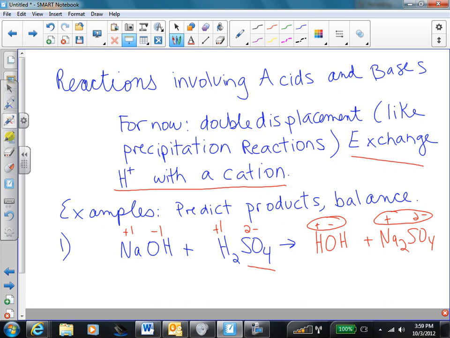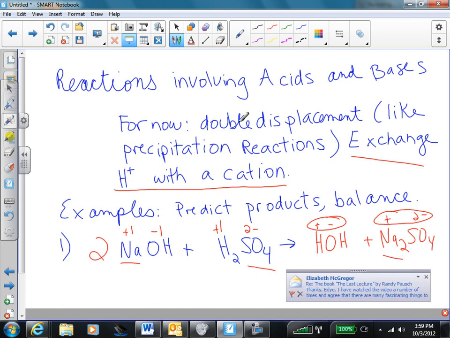Okay, we've predicted our products. And once we predict our products, we then have to balance the overall chemical reaction. We do that with coefficients. So first I'm going to check my Na's. I've got 1 on the left, 2 on the right. We put a 2 in front of the NaOH.